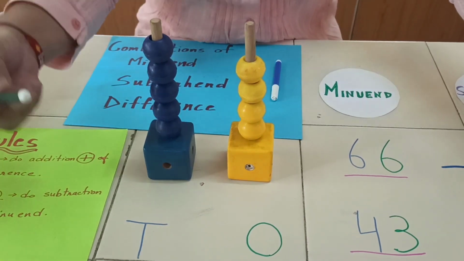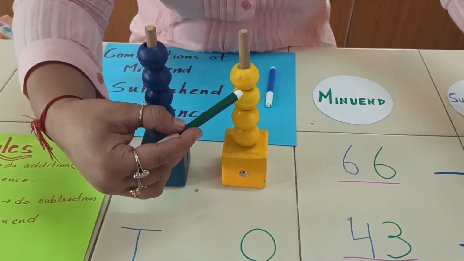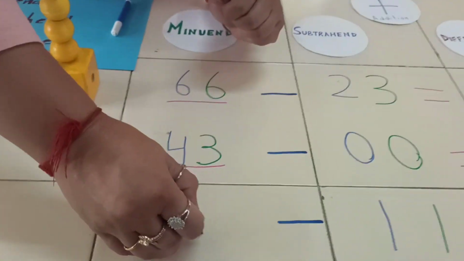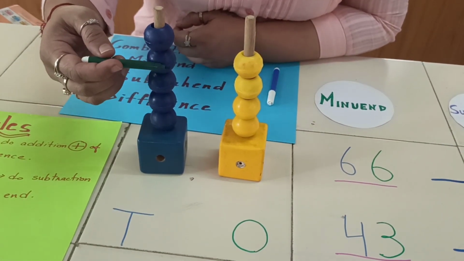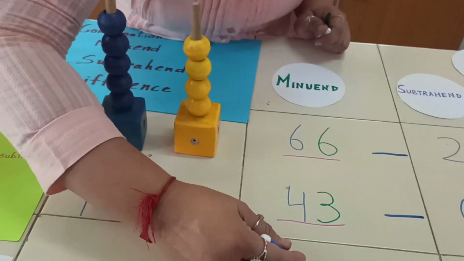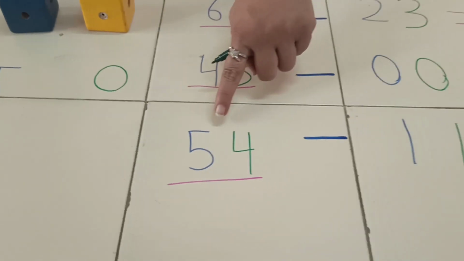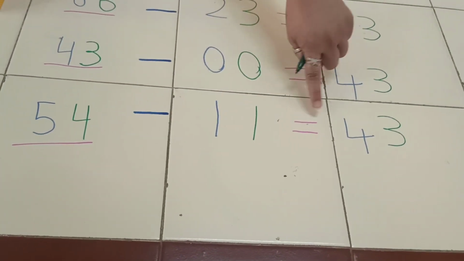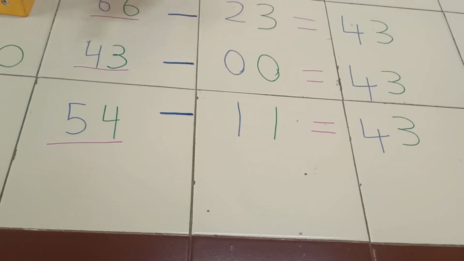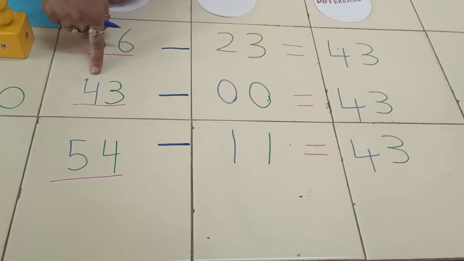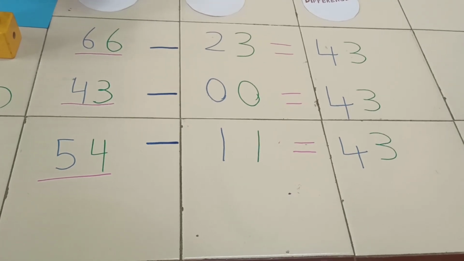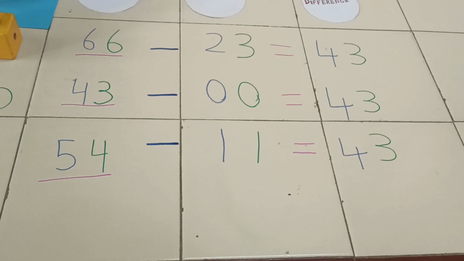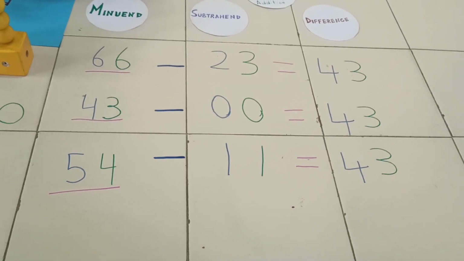Now I'm going to count the number of beads in the ones place. 1, 2, 3, 4. So my ones digit answer is 4. I'm going to count the number of beads in the tens place. 1, 2, 3, 4, 5. So my tens place digit is 5. So my answer is 54 minus 11, which is equal to 43. As you can see, this is greater than the difference, this is equal to the difference, this is greater than the difference. If your minuend is smaller than 43, that means your sum is wrong. Remember that if your minuend is smaller than your difference, your sum is wrong.